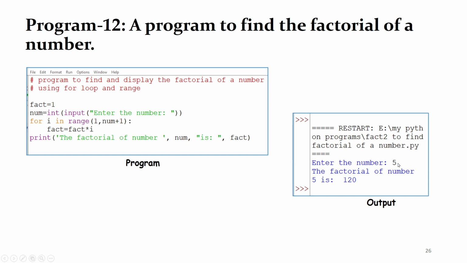I entered the number as 5 and the factorial of 5 is 120. 5 factorial means 5 into 4 into 3 into 2 into 1, or you can take it vice versa: factorial of 5 is 1 into 2 into 3 into 4 into 5. So I have to calculate till 5, so I took here 5 plus 1.